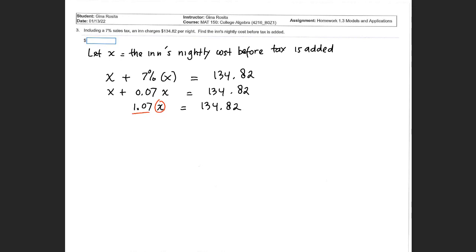So you divide by 1.07 on the left side. Of course, you have to divide by 1.07 on the right side. This is cancelled. So now x equal 126. Okay, so the answer is x equal 126. Write it straight down over here. 126 is for number 3.